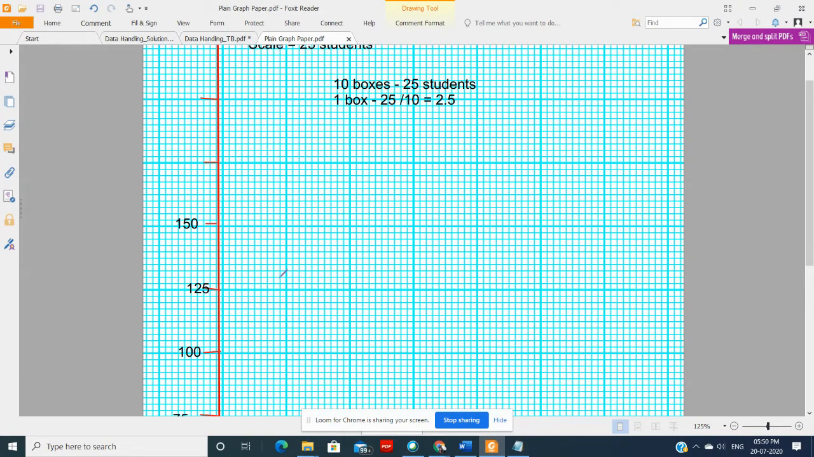So this is 130. So after 125, 2.5, 2.5, so 2 boxes will give you 5. And that would give you 130, because 125 plus 5 gives 130. So this is how you draw it here. And then you will draw like this.